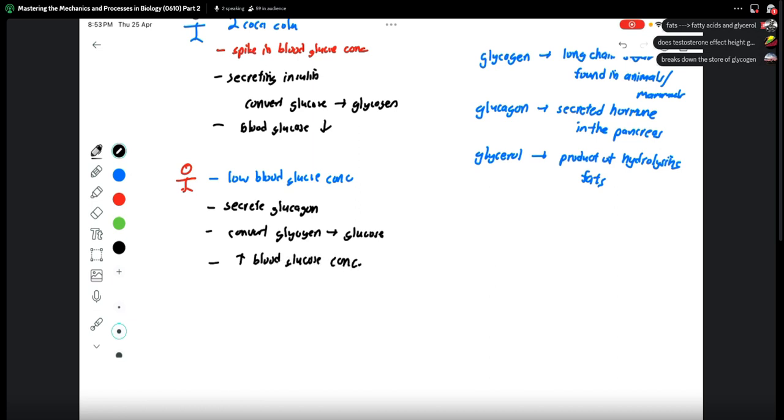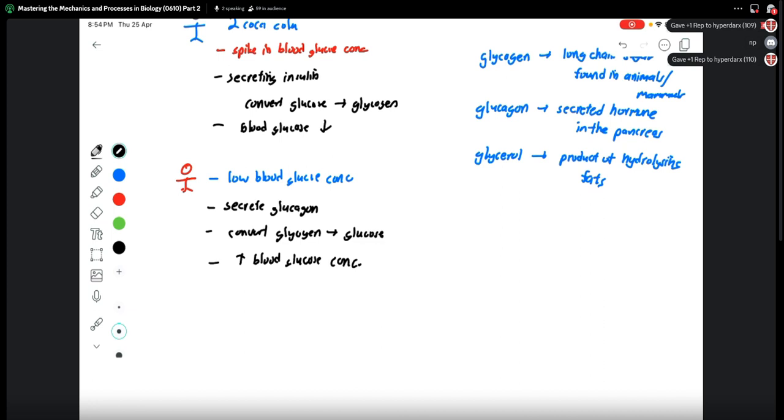Does testosterone affect height growth, and if so, in what way? Testosterone. They do play a small role.